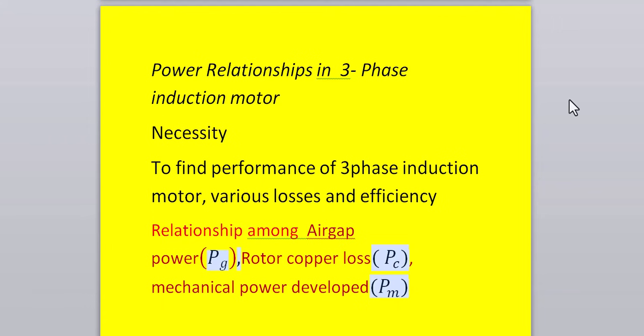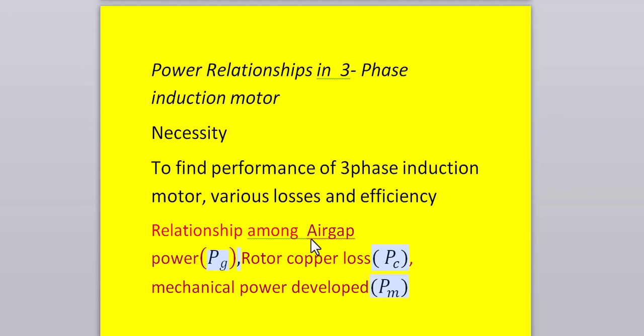The necessity of this power relationship in the three-phase induction motor is to find the performance of the three-phase induction motor, to find the various losses at various stages, and also to find the efficiency of the three-phase induction motor.